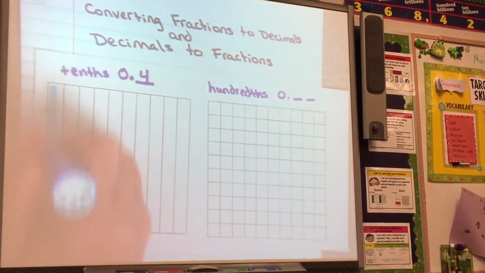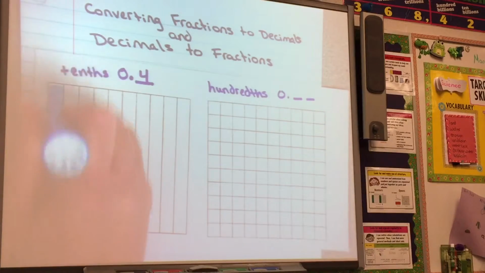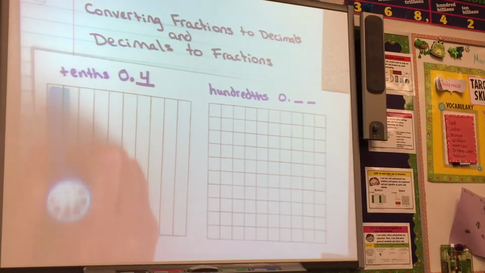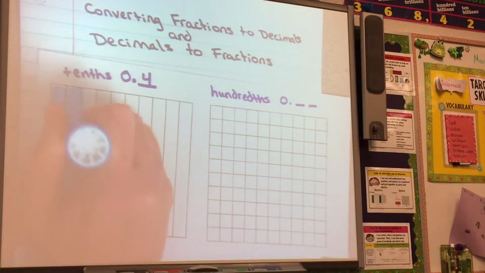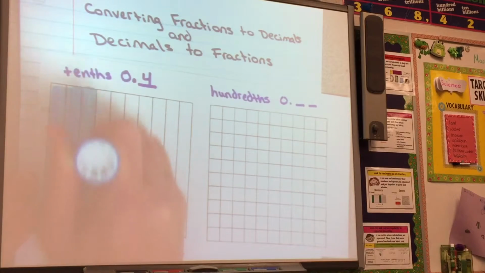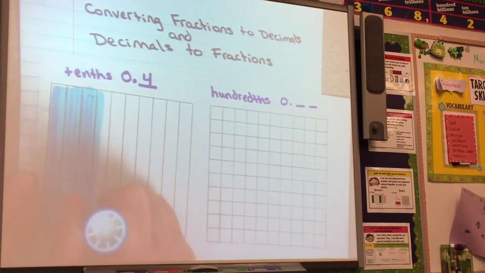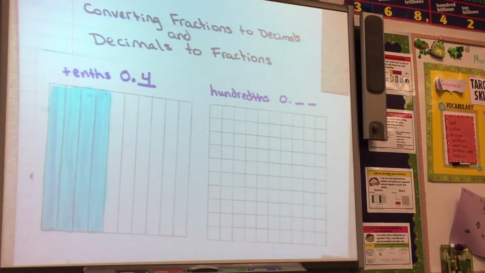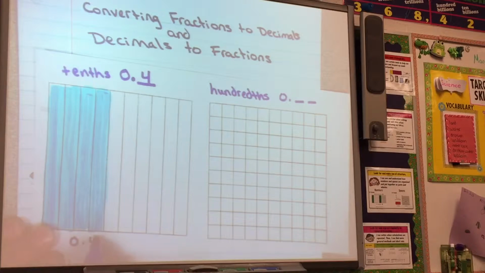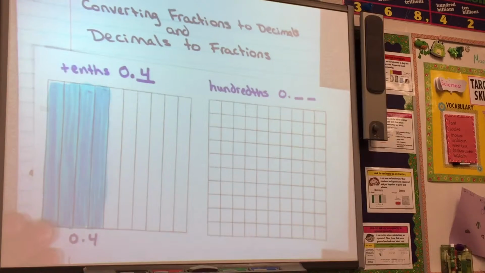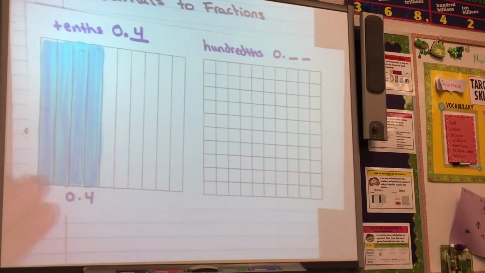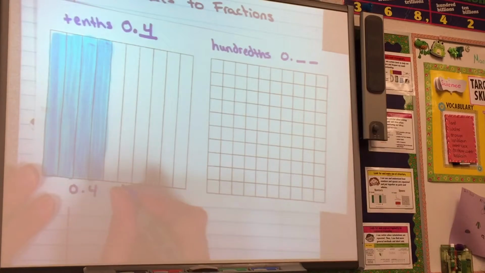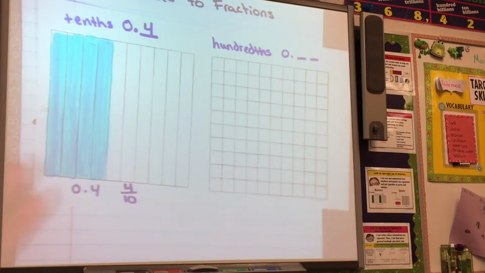So I would shade in 4 columns. That's 1 tenth, 2 tenths, 3 tenths, and 4 tenths. So as a decimal, I would write this as 0.4, 4 tenths. As a fraction, it would be written as 4 over 10.